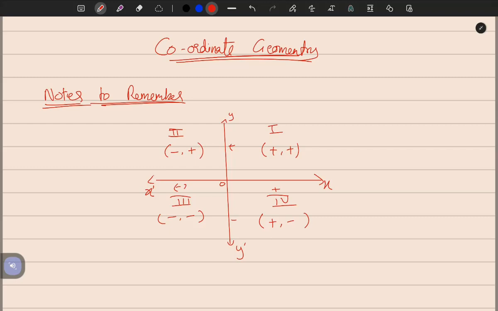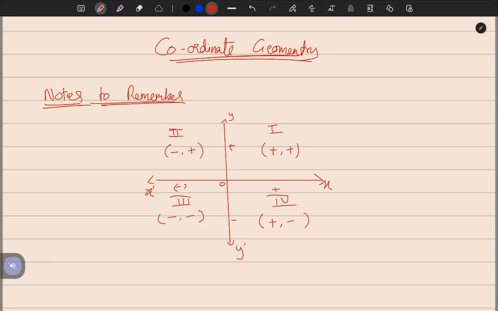Second quadrant, from x we have to start. So x dash has minus and y axis has plus. So minus and plus. Third quadrant has x dash minus and y dash also minus. So both are minus and minus. Fourth quadrant has x in plus and y dash in minus. So plus and minus. Okay, va?